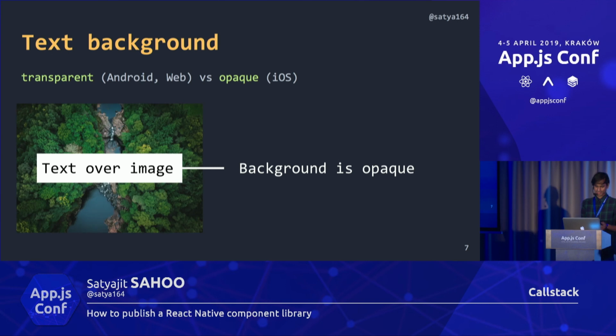OK, so the next thing is text background. This is a very small thing. And many of you might not have noticed it at all. On Android, the background of text is transparent. But on iOS, there is an opaque background. You'll see it when you have text over an image or a gradient color. So it's very easy to fix. You just have to set background color to transparent. But it's disabled by default because it improves the performance on iOS.